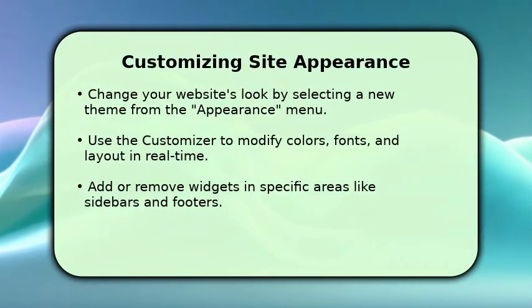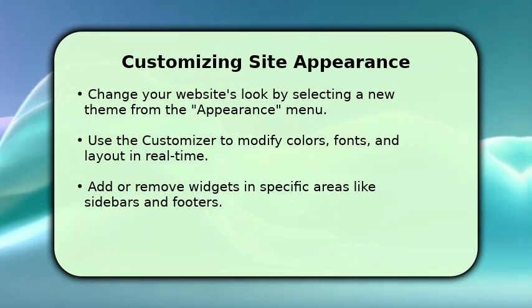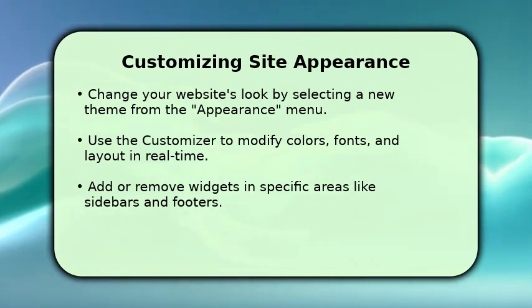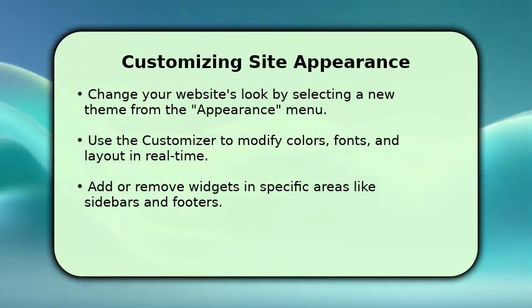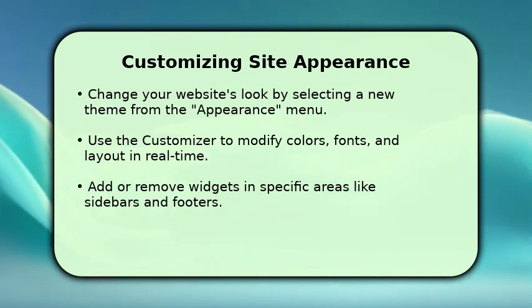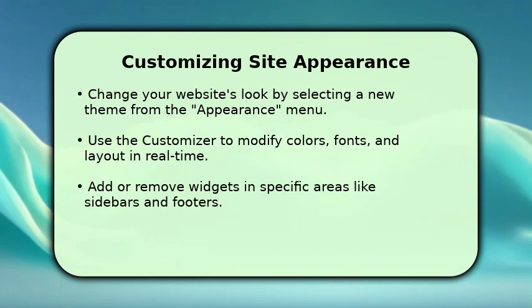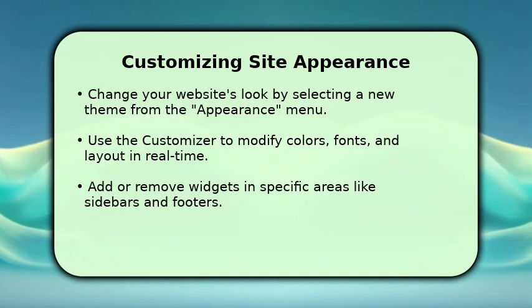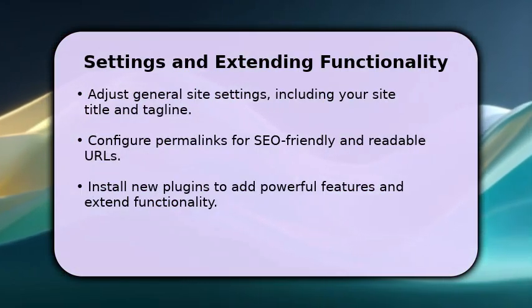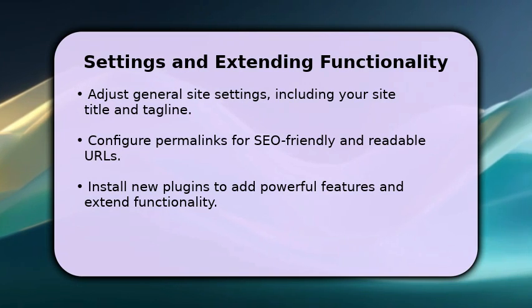The Appearance menu is where you can change your website's theme, giving it a completely new design. The WordPress Customizer allows you to make real-time adjustments to elements like colors, fonts, and header images without touching any code. You can also manage widgets, which are small blocks of content that appear in designated areas such as your sidebars or footer. Finally, we'll cover essential settings and how to extend your site's capabilities.